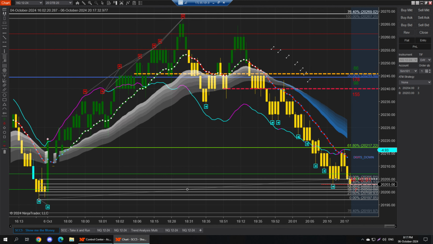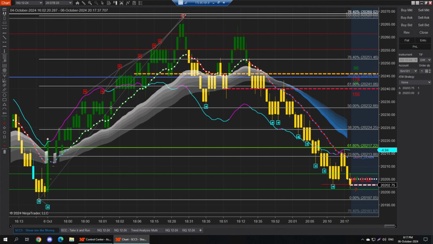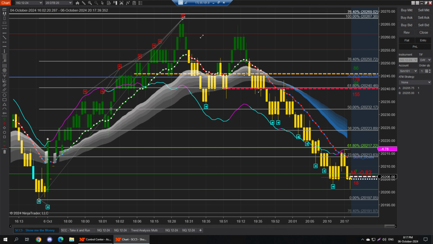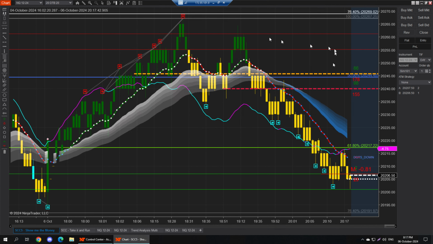Don't go waste your time drawing individual Fibonacci levels. I mean, you've literally got this system in place, which is drawing them for you anyway. And they're highly accurate, as you can see, extremely, extremely accurate.